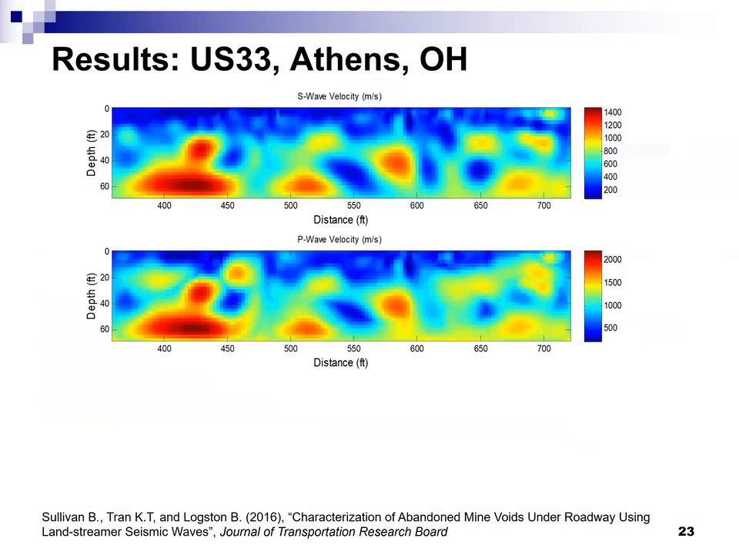So here's the result. We did 2 test lines along the pavement. We found one segment with a few voids here. The top one is the shear wave velocity profile, down to 70 feet in depth. And the bottom one is the P wave.